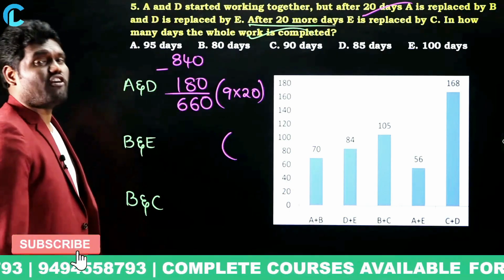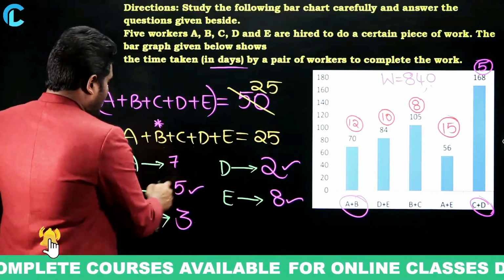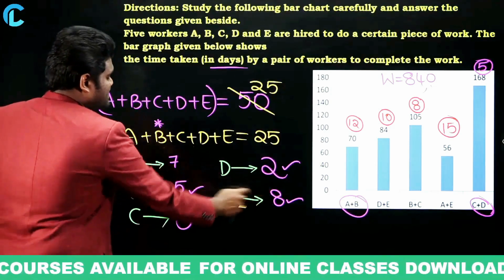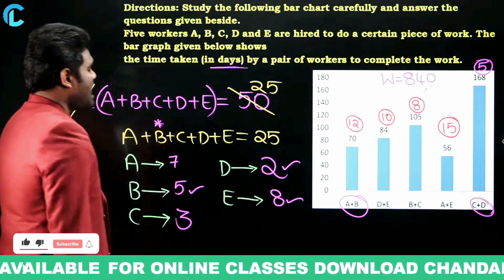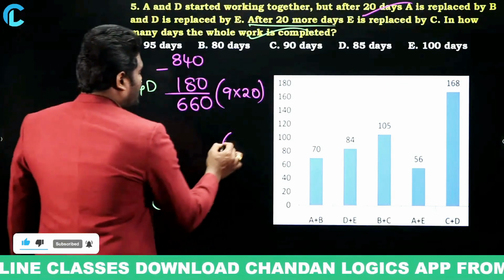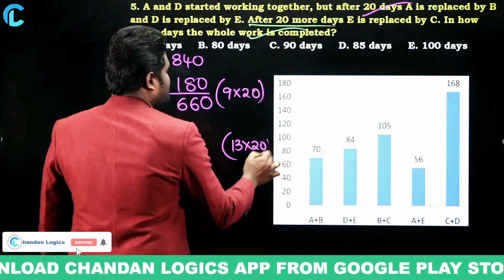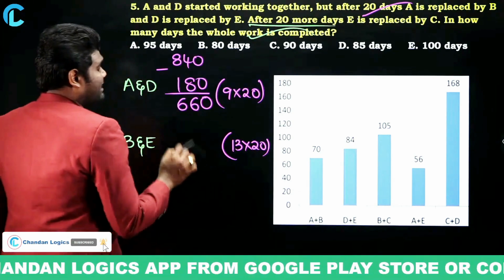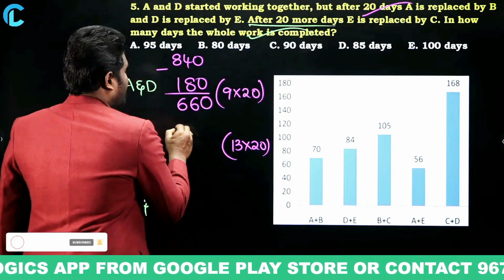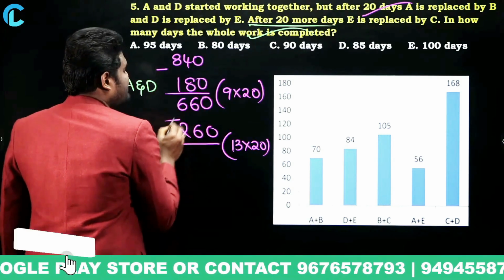Now what is the efficiency of B? B's efficiency is 5 and E's efficiency is 8. So 5 plus 8 is 13, which means they are doing 13 units per day. In 20 days, that is 13 into 20, which is 260. Out of 660, 260 is completed.